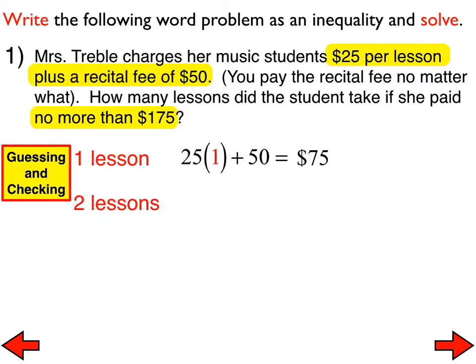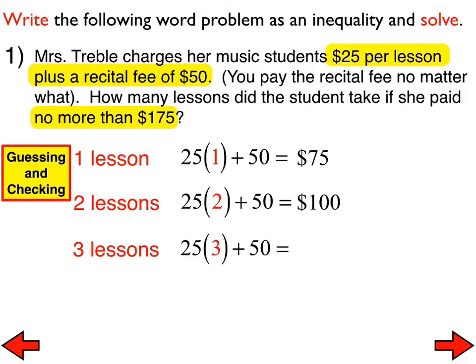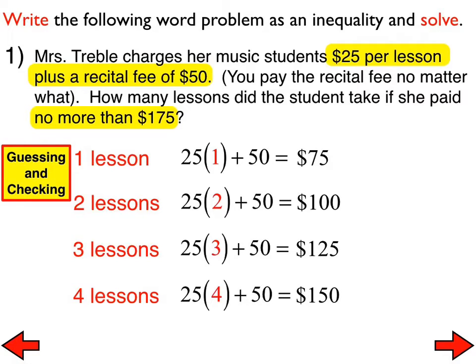If I take two lessons, that would be 25 times 2, right? That's how much it costs for the lessons. That would be 50 plus 50 is $100. 3 lessons would be $125. 4 lessons would be $150. What is the thing that's changing here, that's varying? Which represents what? The number of lessons the student is taking.